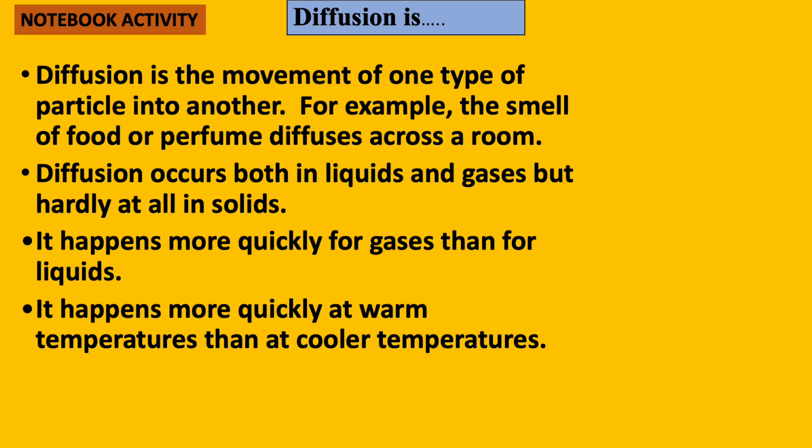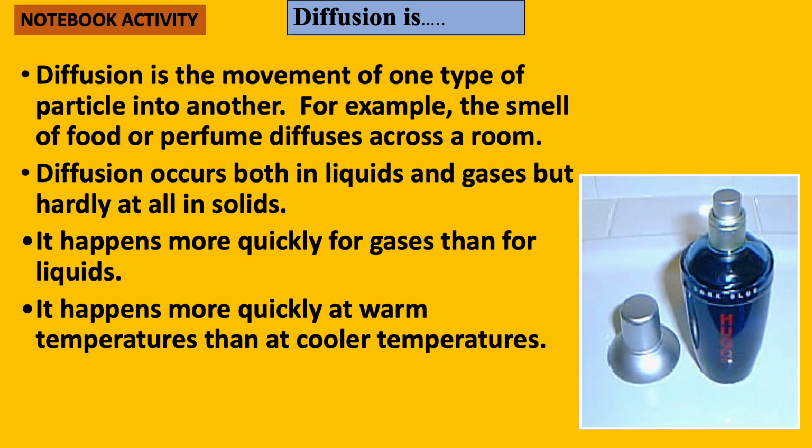So what is diffusion? Diffusion is the movement of one type of particle into another. For example, the smell of food or perfume reaches across the room. Diffusion occurs both in liquids and in gases, but hardly in solids. It happens more quickly for gases than in liquids. Diffusion happens more quickly at warm temperature. Warm temperature means at a higher temperature than at cold temperature.